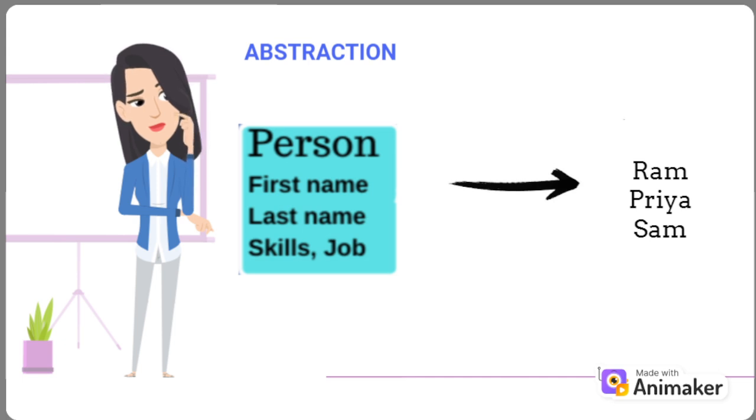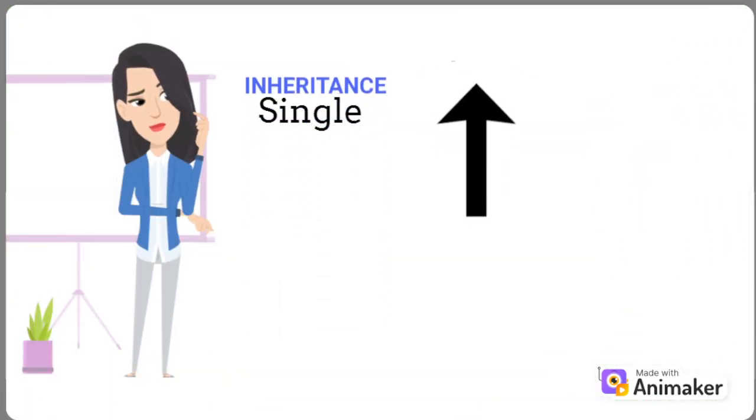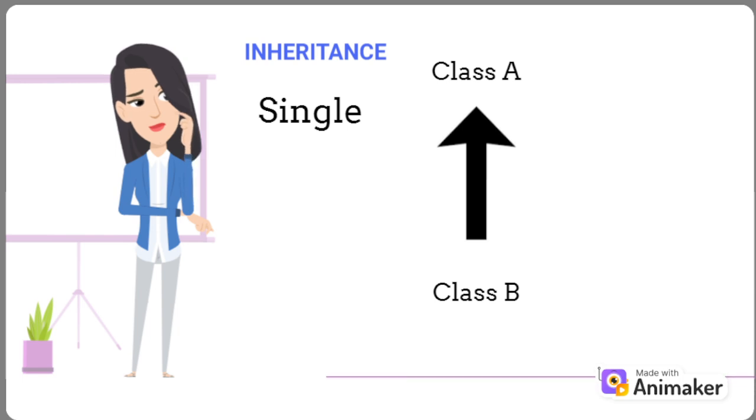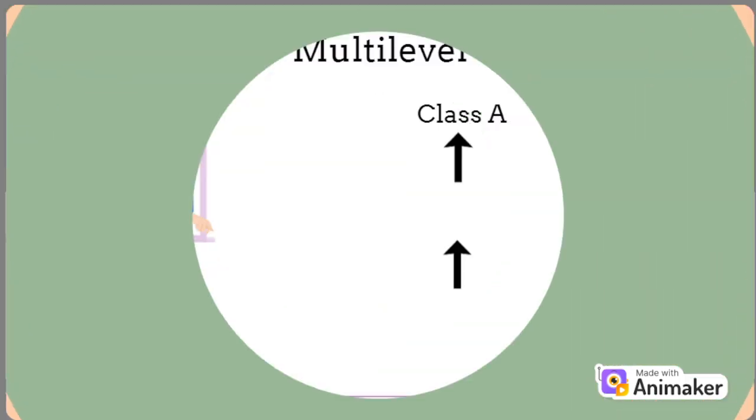the underlying complexity. Single inheritance allows a class to inherit properties and methods from another class. For example, in single inheritance, Class A is the base class with common attributes and methods. Class B extends Class A, inheriting its attributes and methods. This means Class B can use or override methods and access attributes defined in Class A, promoting code reuse and establishing a hierarchy.